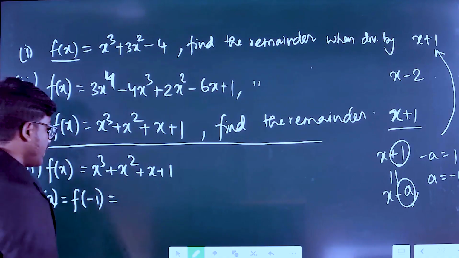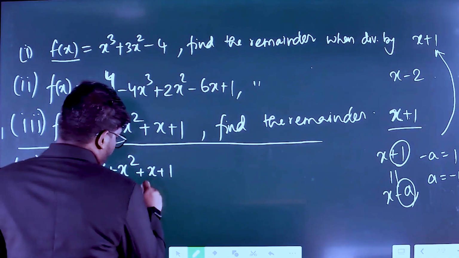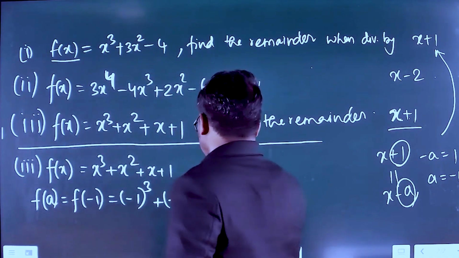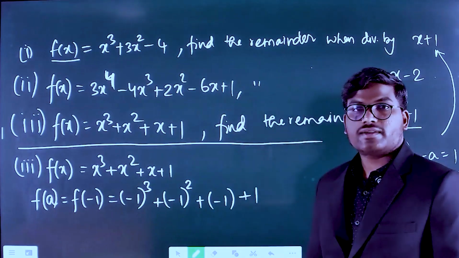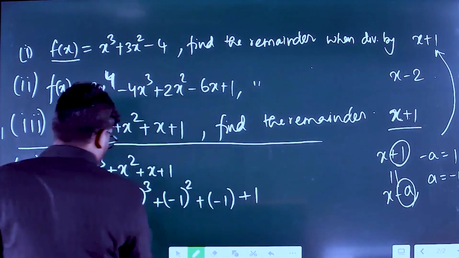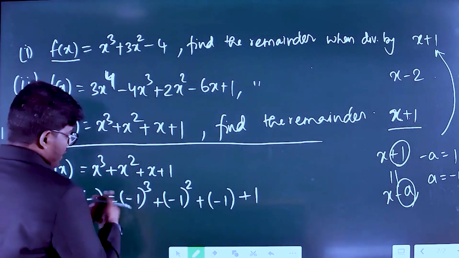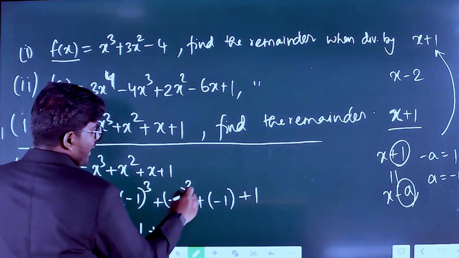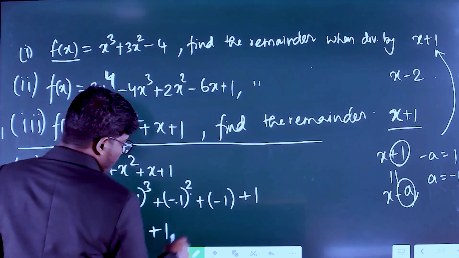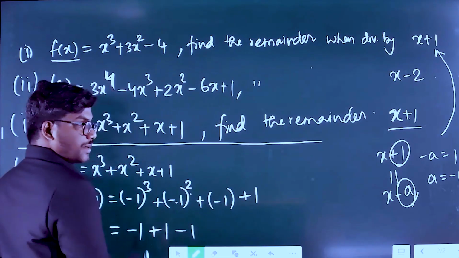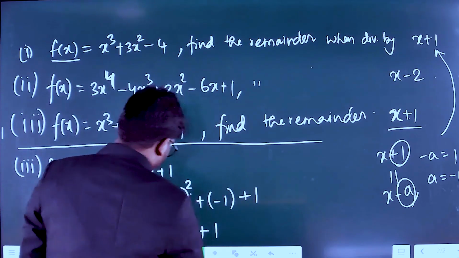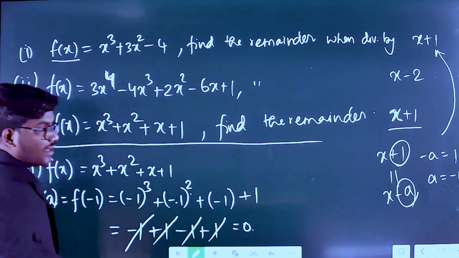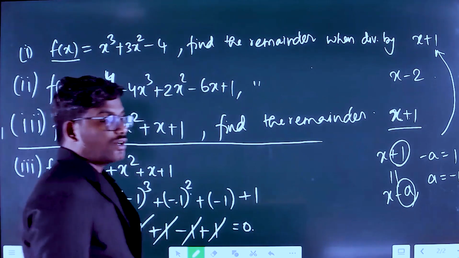So f of minus 1 will be minus 1 whole cube plus minus 1 whole square plus minus 1 plus 1, right? So minus 1 whole cube is what? Minus 1 into minus 1 into minus 1, which is again minus 1, plus minus 1 whole square is 1. Minus 1 is minus 1 and plus 1. So that will be 0.